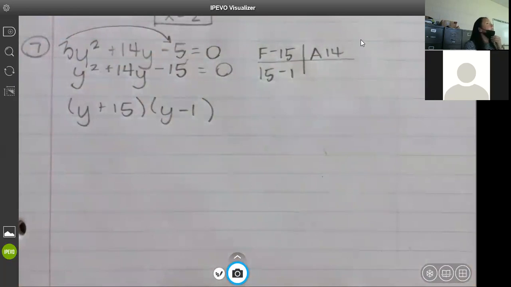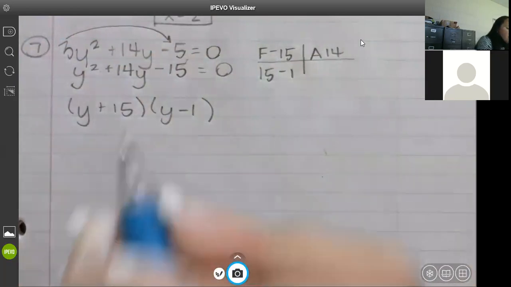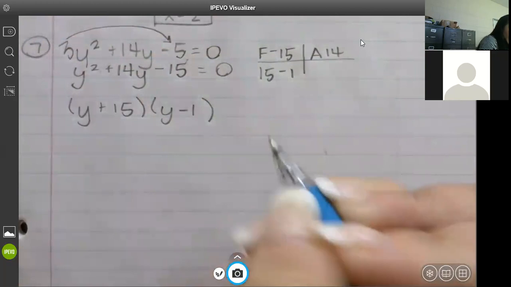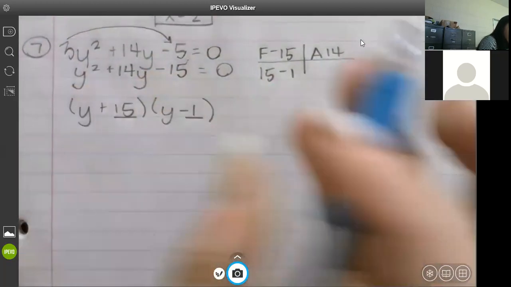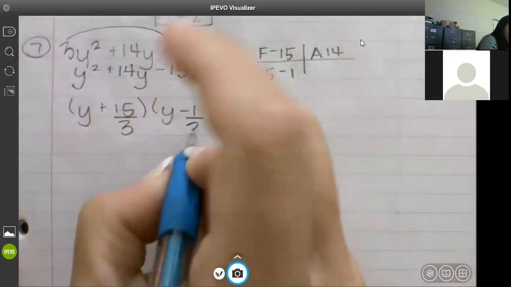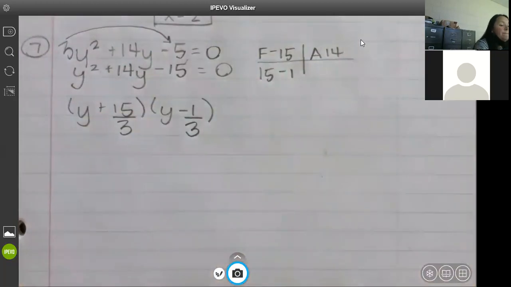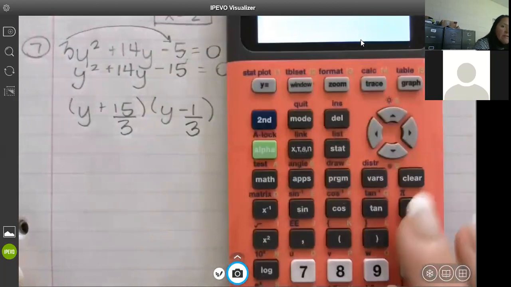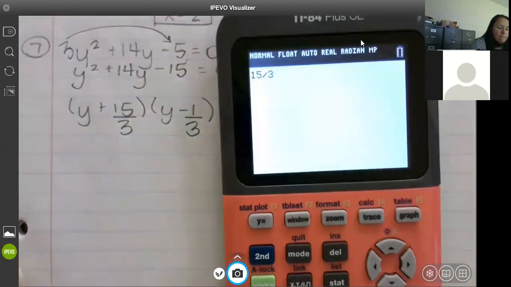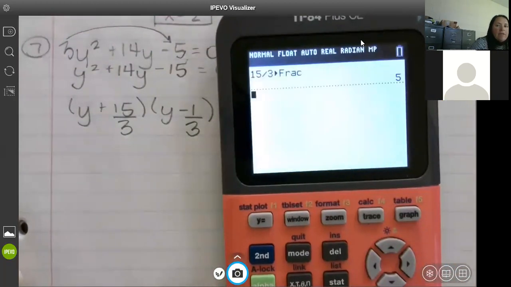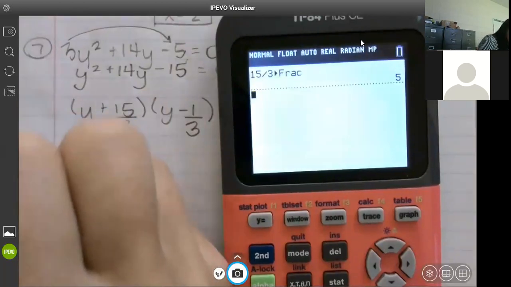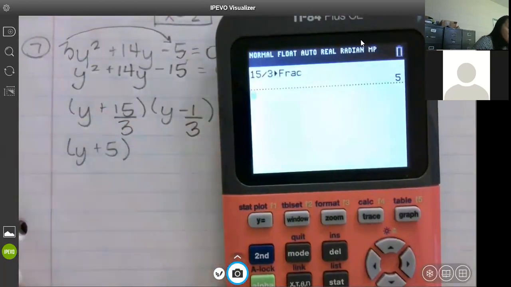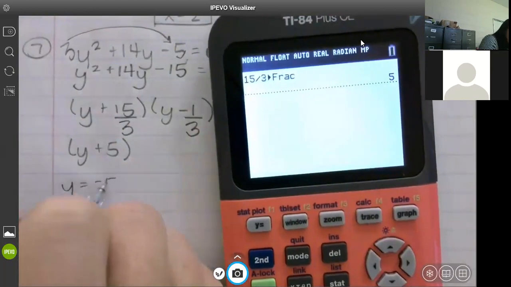I'm doing slide and divide, so what do I have to do next? Divide, and what am I dividing by? 3, that number in front. Perfect. In our calculator, 15 divide 3. Math, enter gives me 5. So this is actually y plus 5. So what's my answer if it's y plus 5? Negative 5. Good job.